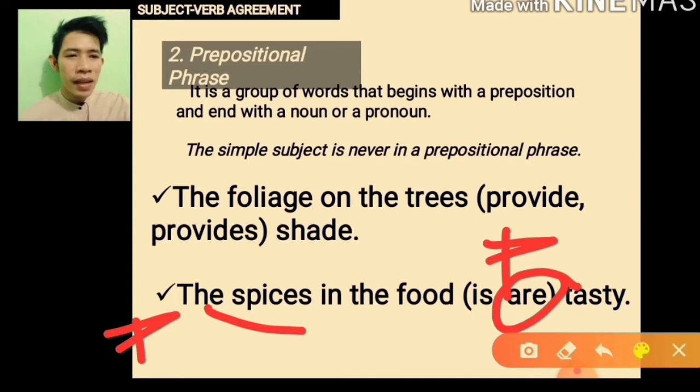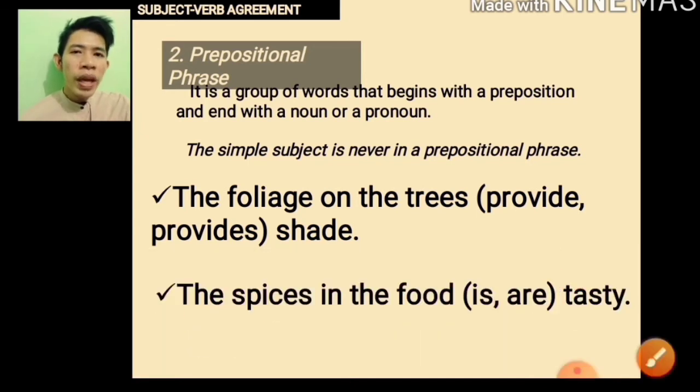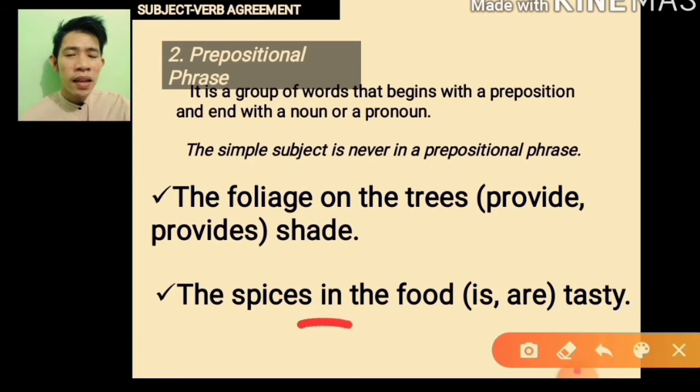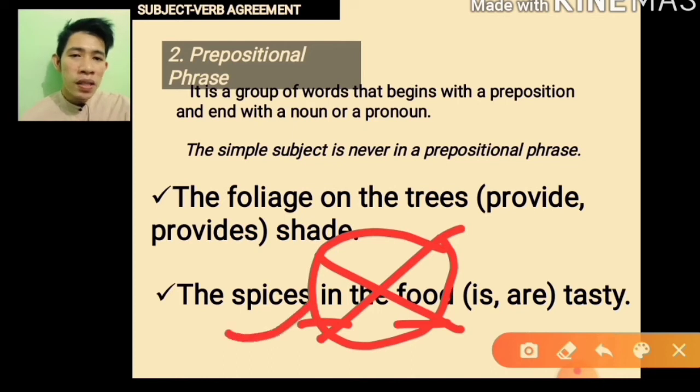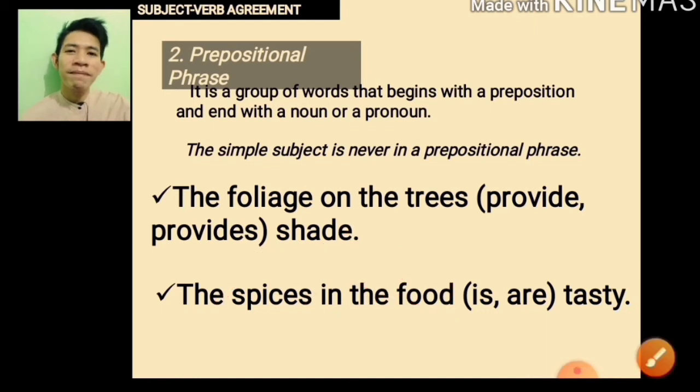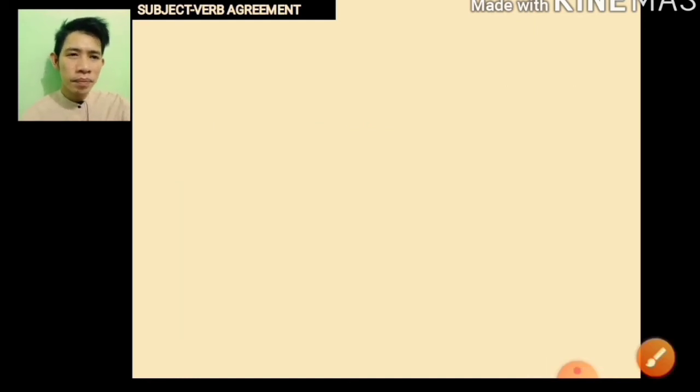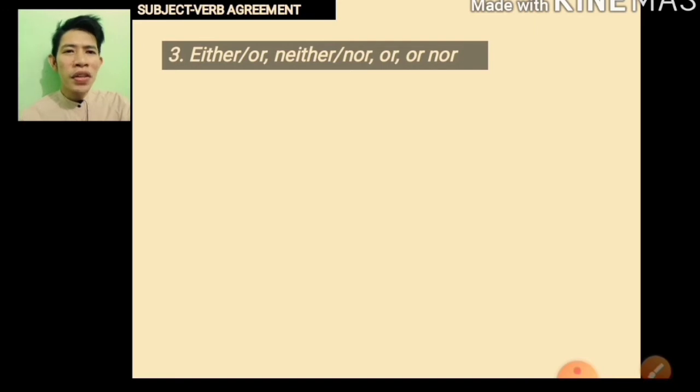Tama? Correct. So, if we are going to identify the prepositional phrase, saan dyan ang preposition sa sentence? Diba ang in? So, the object of the preposition here is the food. So, this is our prepositional phrase. Panggulo lang din siya. Tanggalin natin. The spices, so spices is a subject, plural, are tasty. That's it. Understand?